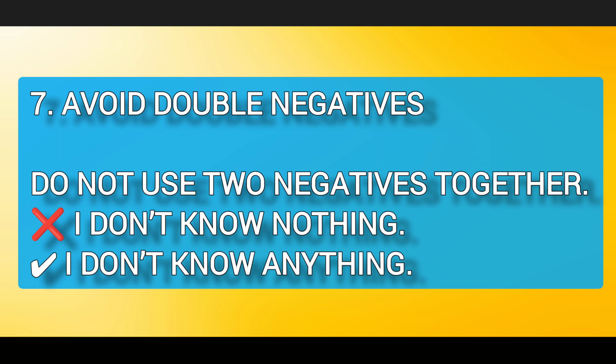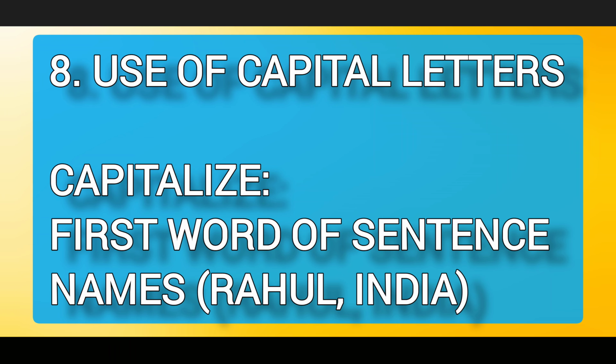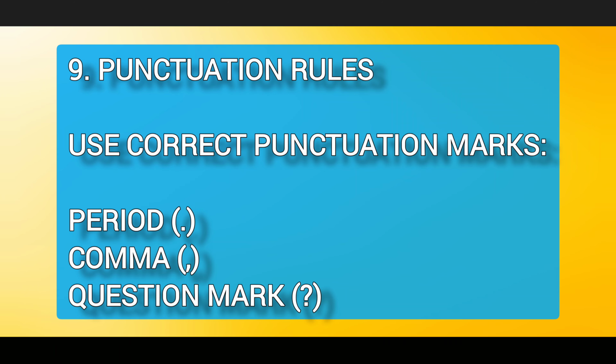And we have here the next one. The next one is use of capital letters. We capitalize the first word in a sentence. For example, in names or in specific things like Rahul or India. And the next one we have here is punctuation rules. Use correct punctuation marks. For example, periods, commas or question marks in a sentence.